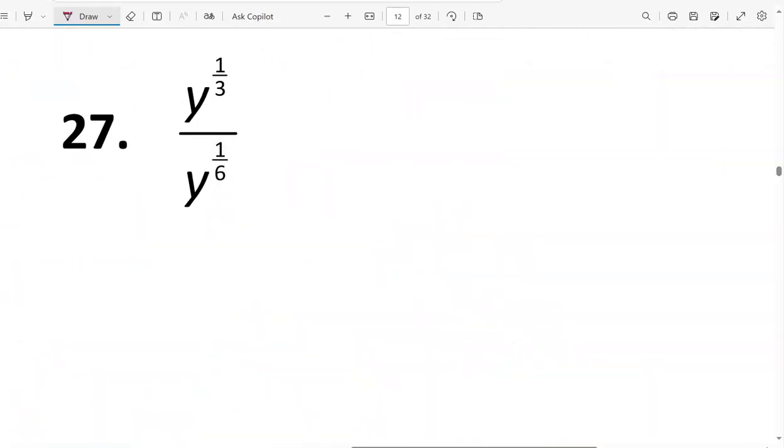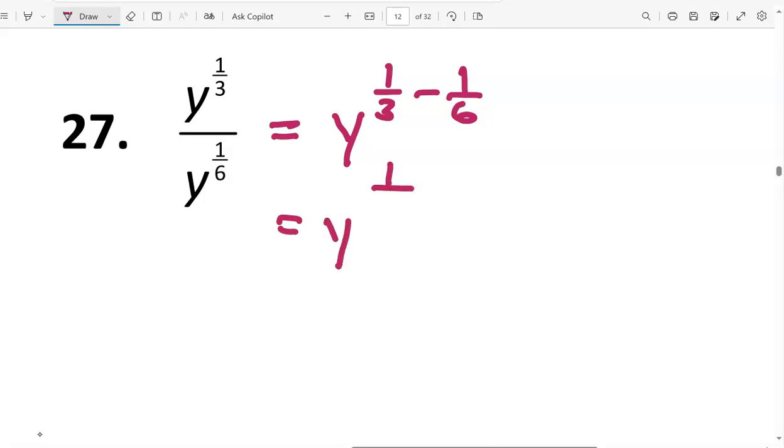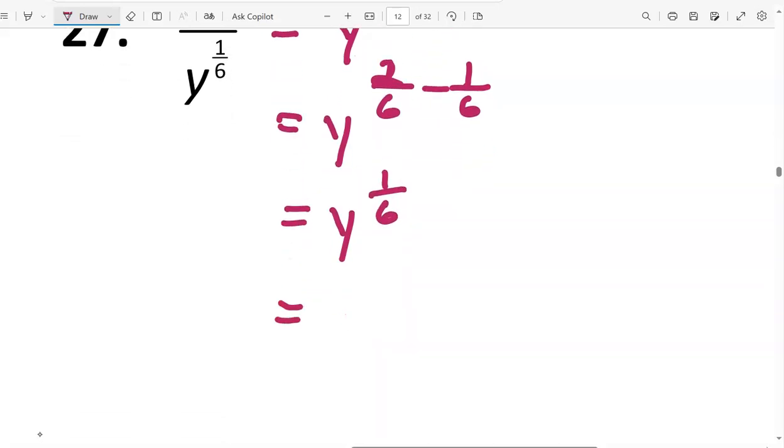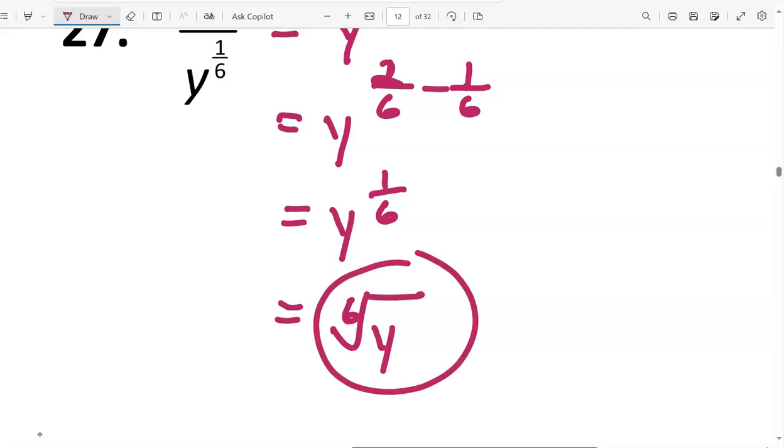All right, in 27, y to the 1/3 divided by y to the 1/6. When we divide like bases, you subtract their exponents. 1/3 minus 1/6 can be rewritten as 2/6 minus 1/6 in order to do the subtraction. We need that common denominator, and that's 1/6. So y to the 1/6 is rewritten in radical form as the 6th root of y.